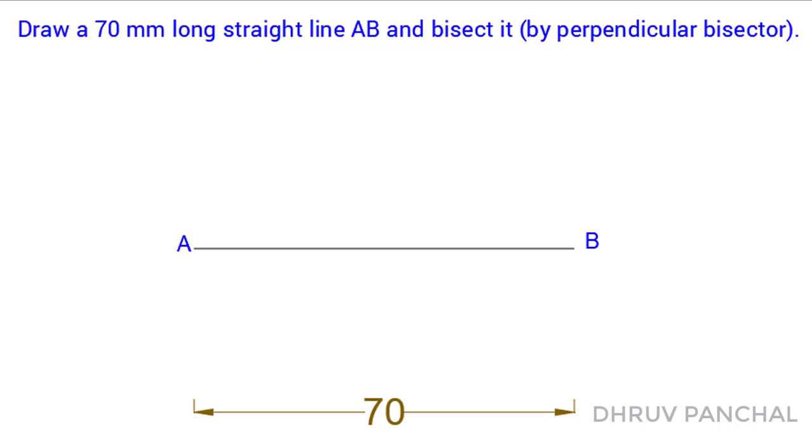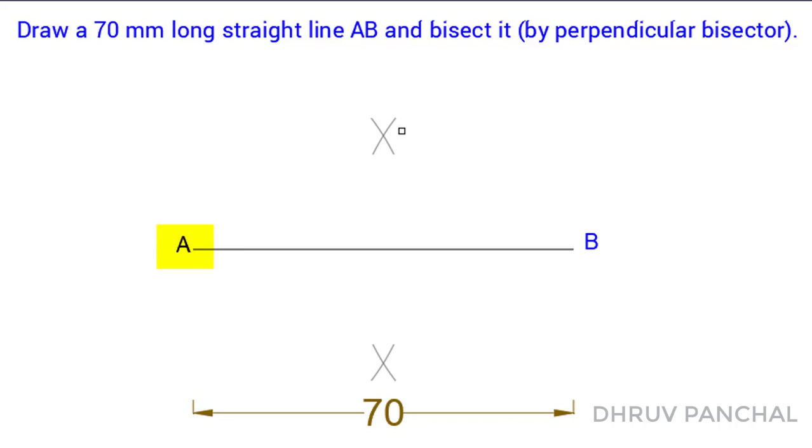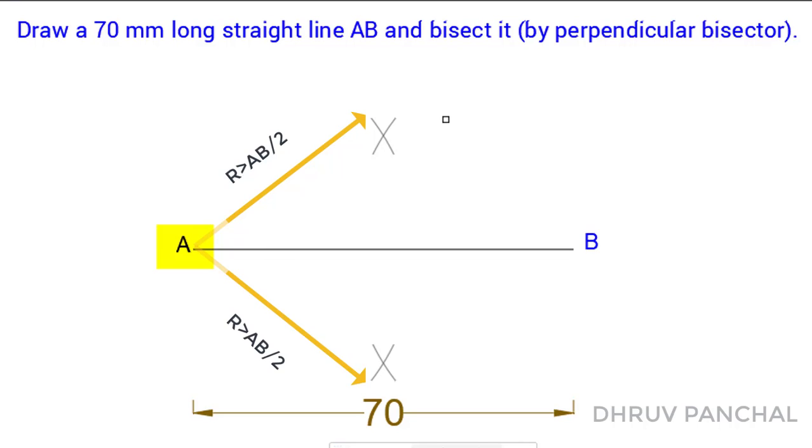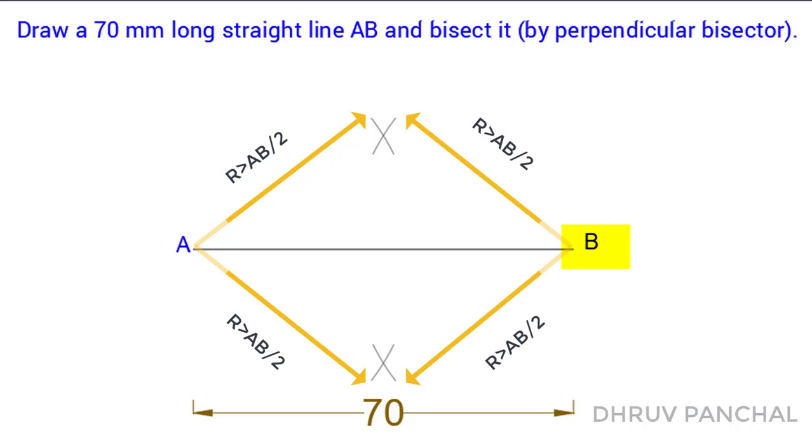With the help of compass, point A as a center and any radius r, where r must be greater than the half dimension of line AB, draw arcs upper side and lower side of line AB. Similarly, point B as a center and with same radius r, draw arcs which will intersect with the previous arcs.